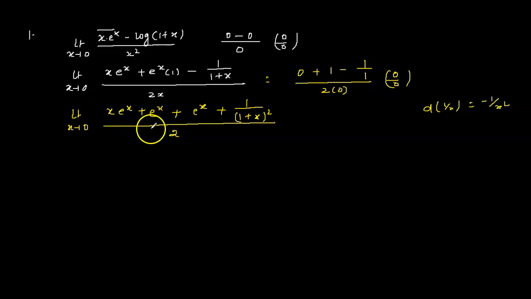So this will be 0 plus e power 0 is 1, plus e power 0 is 1, and this is 0 plus 1 is 1. So 1 by 1 is 1 only, divided by 2. So you got 3 by 2. 3 by 2 is a constant here. So this is our answer.